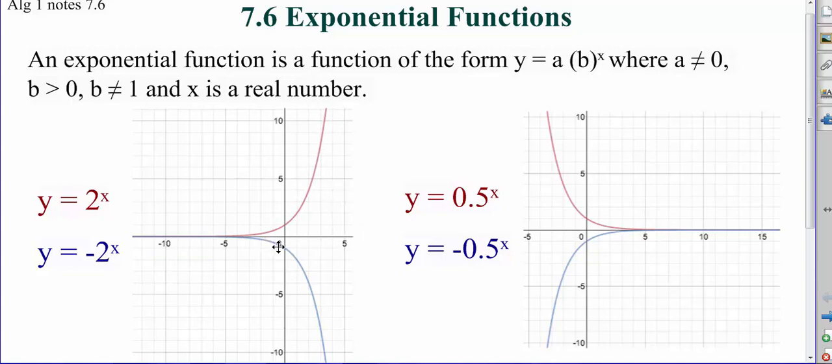And by the same token, the negative 2 to the x has that same growth. It's just, in this case, it's actually moving downward.